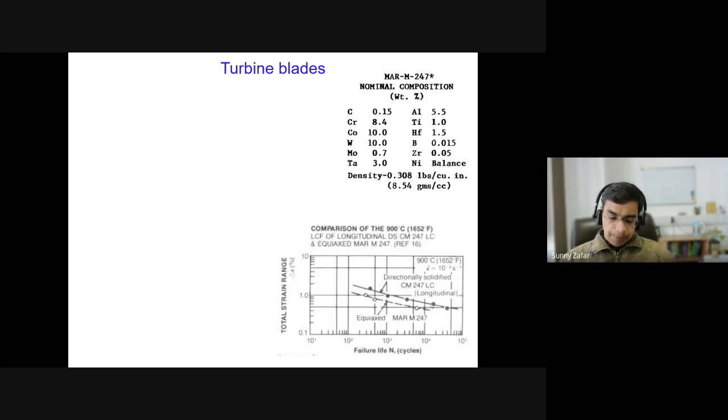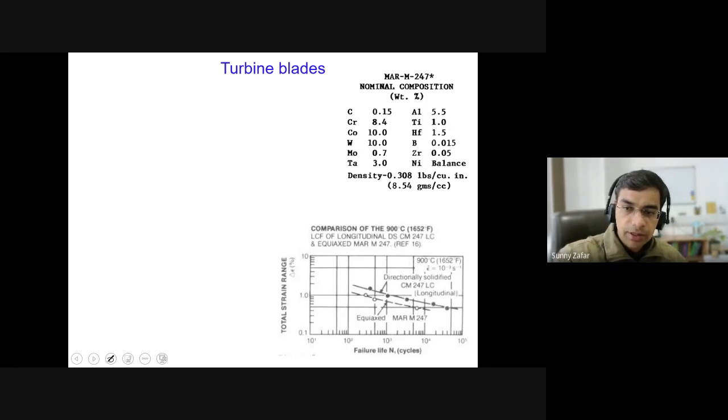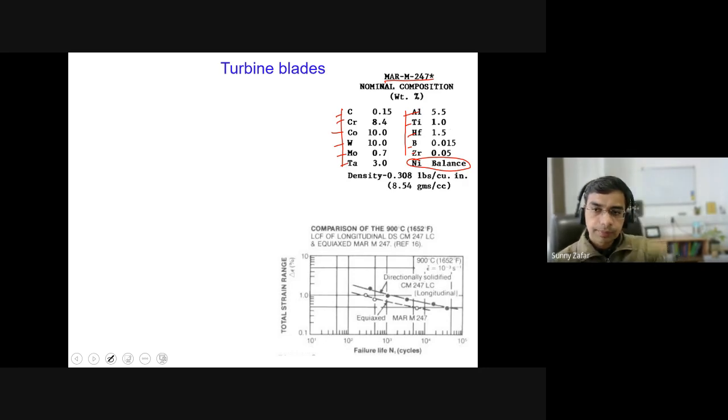Since these superalloys are nickel based, here in this slide I'm showing the composition of one of the superalloys. Superalloys don't have a straightforward name, rather they have a nomenclature name like MAR-M247. You can see the typical elemental composition of this superalloy. Nickel is the balance, meaning it is the major alloying element. Then, of course, we have generous quantities of cobalt, chromium, tungsten, molybdenum, tantalum, carbon, aluminium, titanium, hafnium, boron, zirconium. The density of the superalloy is 8.5 gram per cc, which is similar to steel and cast iron, around 7.9 to 8.2 gram per cc.